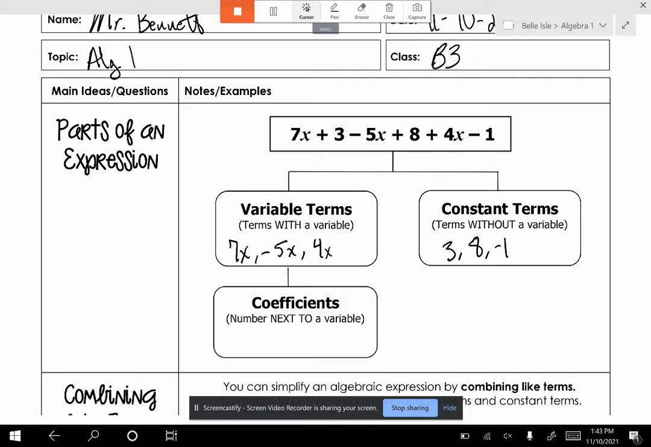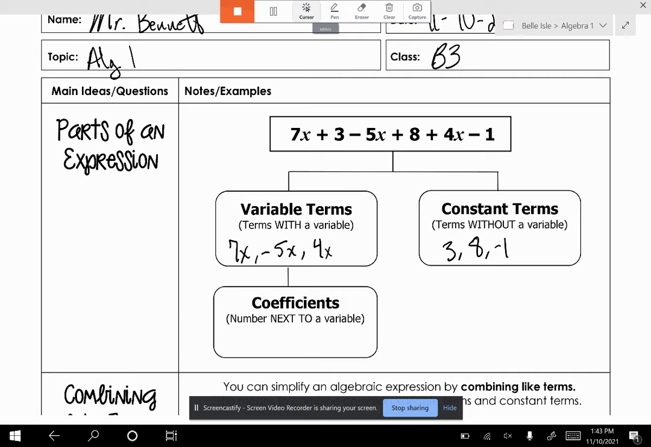Did we say that the 7x is a positive 7x? It's implied. Okay, we know that. What about the 3 that follows it? How do we know that that's positive or negative? You're just looking at the sign, right? Look at the sign that precedes it. Precedes means comes before. So that is why 5x is negative. That is also why the 1 at the very end is negative. Keep your signs with the term that comes after.